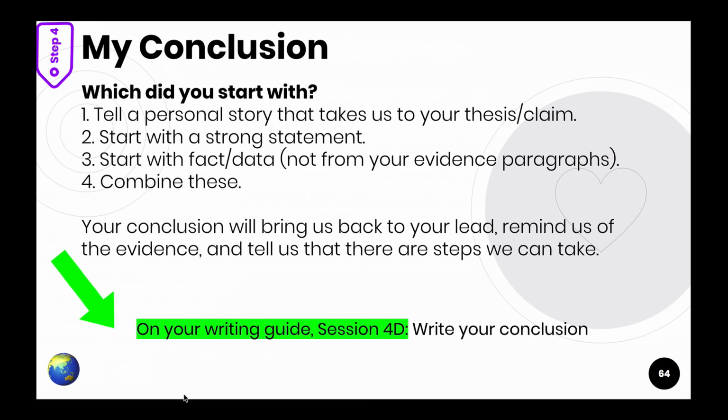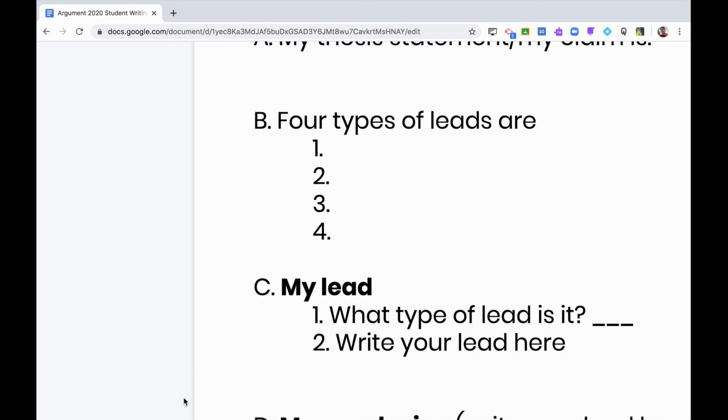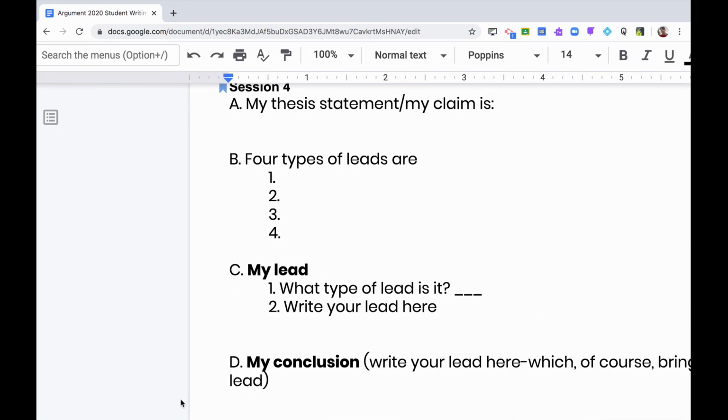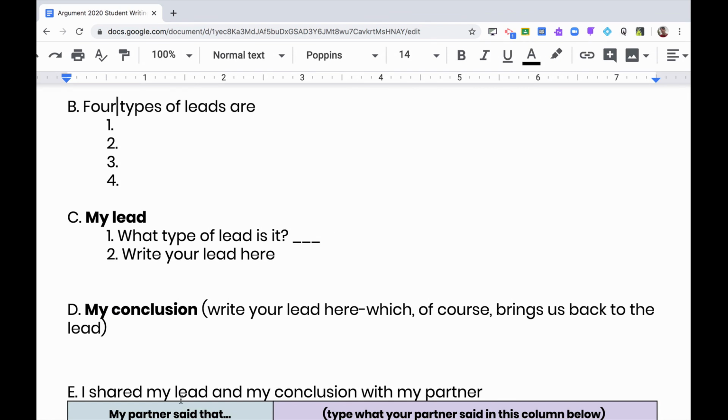All right, so your conclusion. On your writing guide, session 4D, write your conclusion. Again, that looks like this. You did this part, right? You did your lead, and now you're going to do your conclusion. Do that now, please.